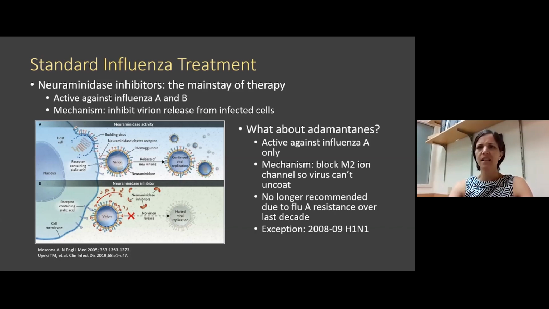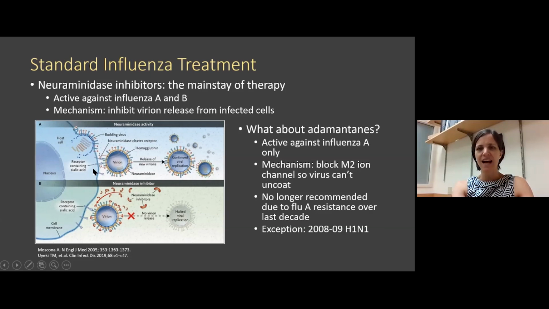What about the adamantanes? What's the deal with those? Those are active only against influenza A. And the mechanism of these is that it blocks this thing called the M2 ion channel. So if this virus particle is released and it goes on to infect another cell, it basically is endocytosed.